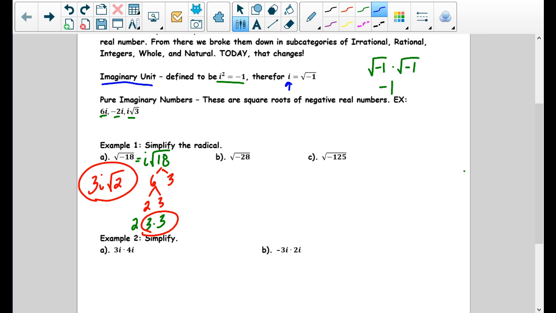So letter B. So again, pull out the i, making that positive. What are the factors of 28? What goes into 28? 7 and 4. 7's prime, what goes into 4? 2 and 2. Again, looking for those pairs. So here's that pair, right? So 2i. What's left? The square root of 7.